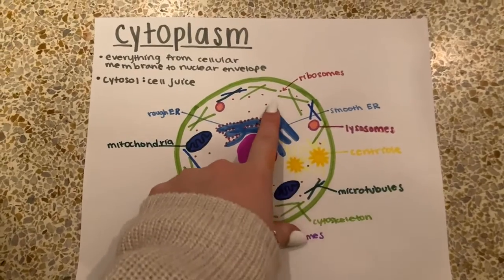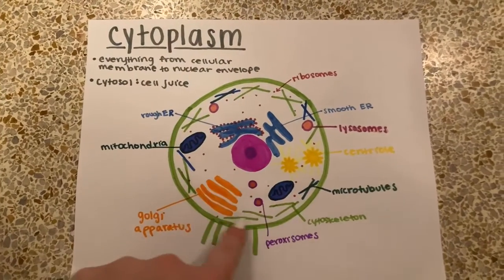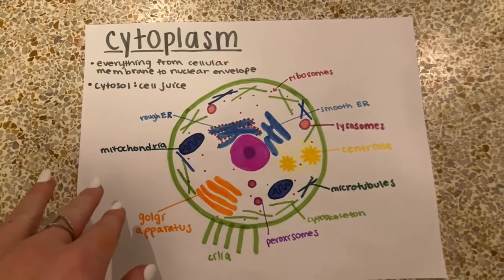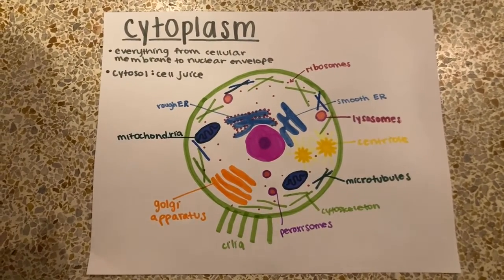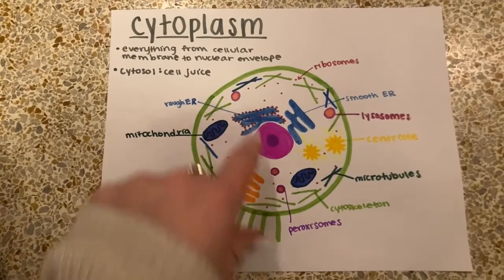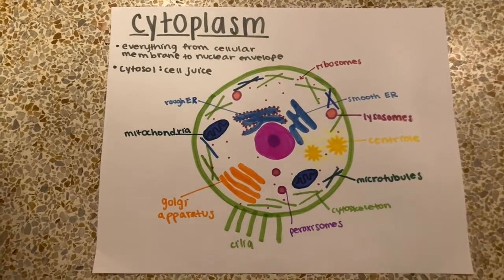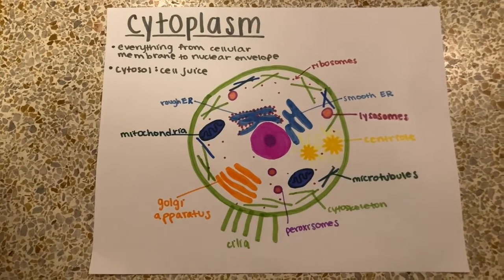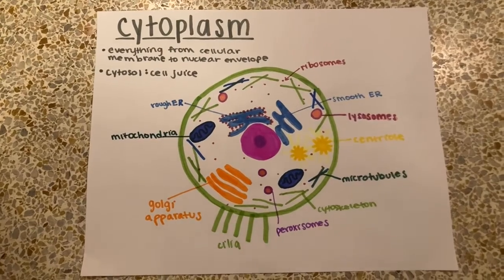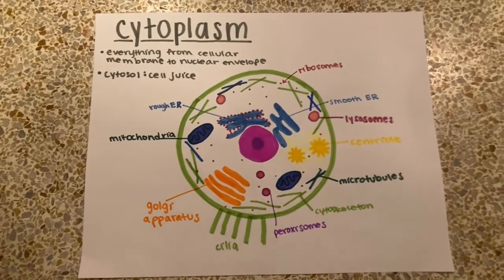So first, let's look at ribosomes, which are all of these dots scattered around the cell. Those are free ribosomes, which just float around in the cytosol. There's also membrane-bound ribosomes, which are these ones that are stuck on the rough ER. Ribosomes make and assemble proteins and are responsible for the order of amino acids in proteins, and they use RNA to assemble the proteins amino acid by amino acid.